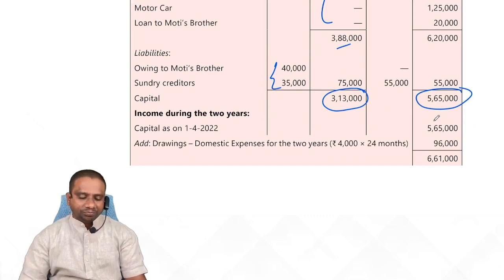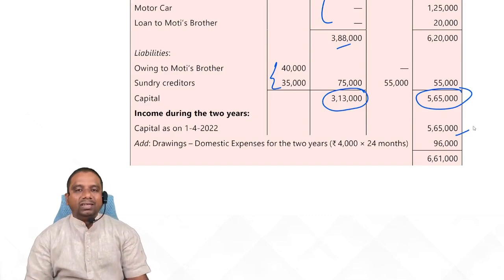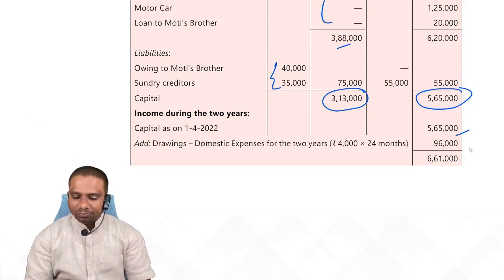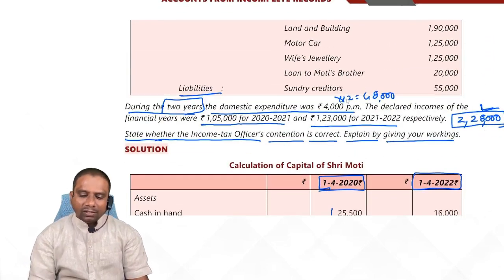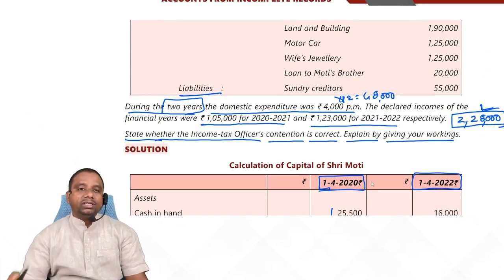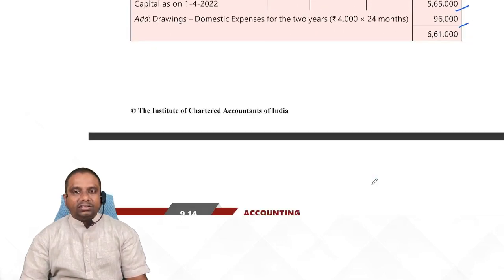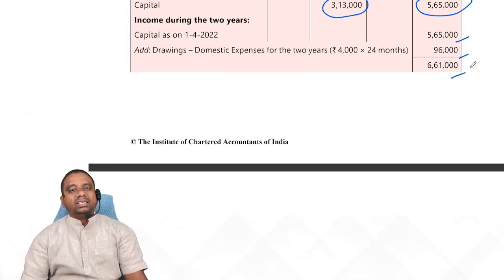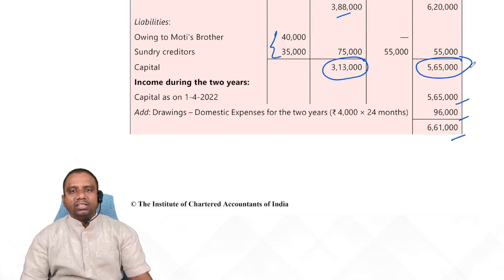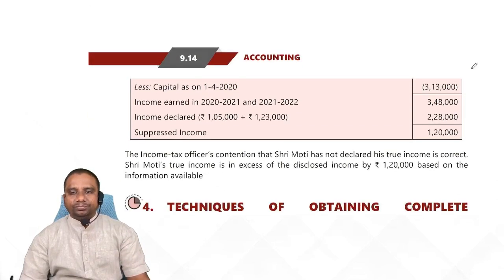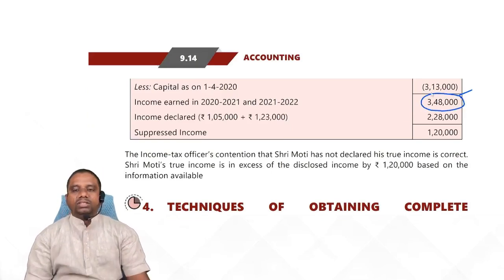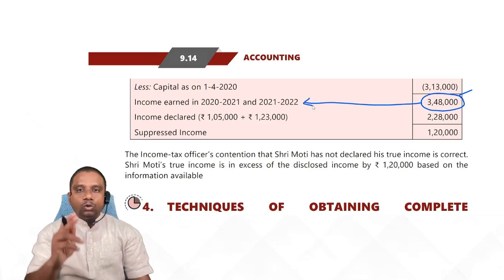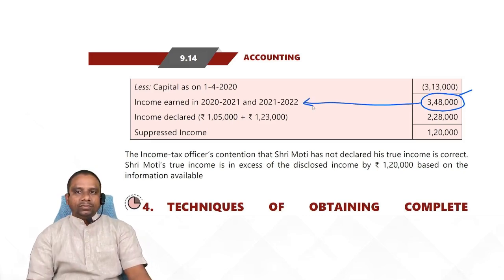Now look at the capital comparison. Closing capital 5,65,000, add drawings 96,000. So here per annum 48,000, so for 2 years 96,000. So the amount is 6,61,000. Deduct 3,13,000 rupees opening capital. Difference is 3,48,000, and this is the profit for 2 years.